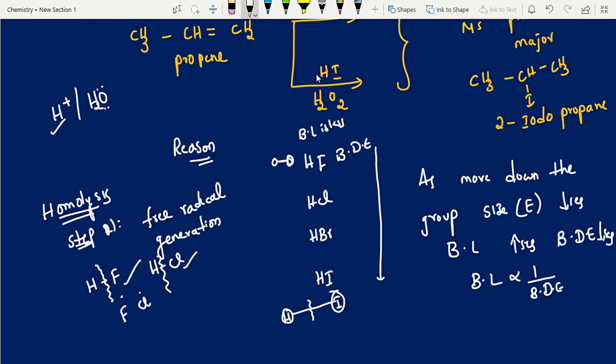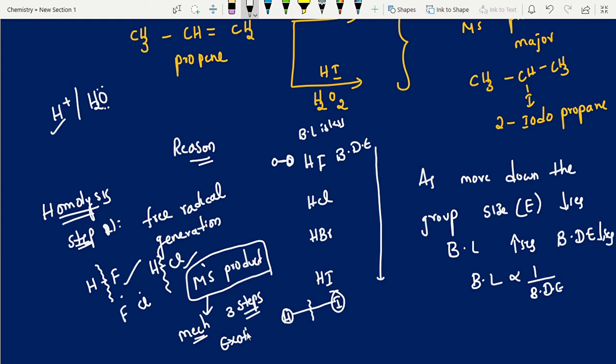I gave the second question only for HCl, but I have included one additional point here, HF also. Because of lack of free radical generation, it follows the Markovnikov rule only. Finally, it gives the Markovnikov product. In the Markovnikov rule, we have a mechanism of three steps, and all three steps are exothermic steps only.